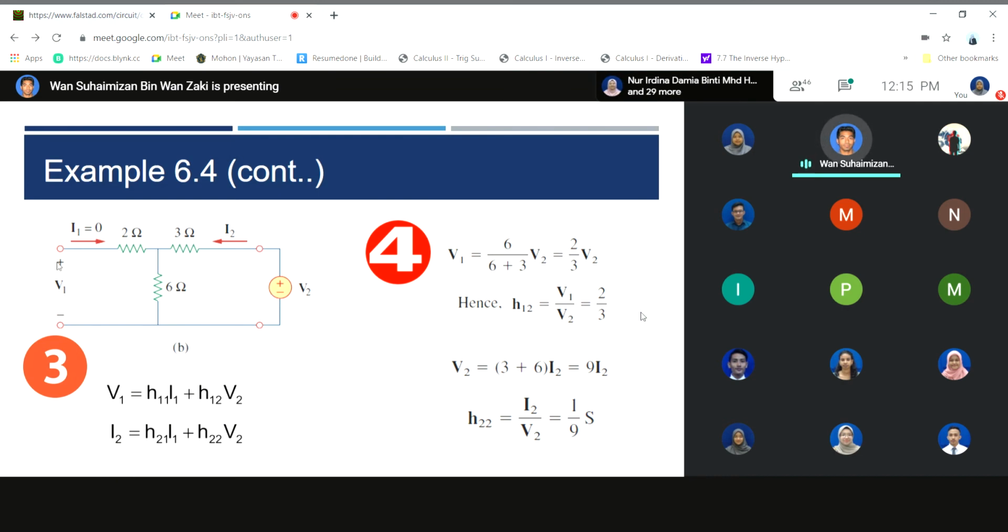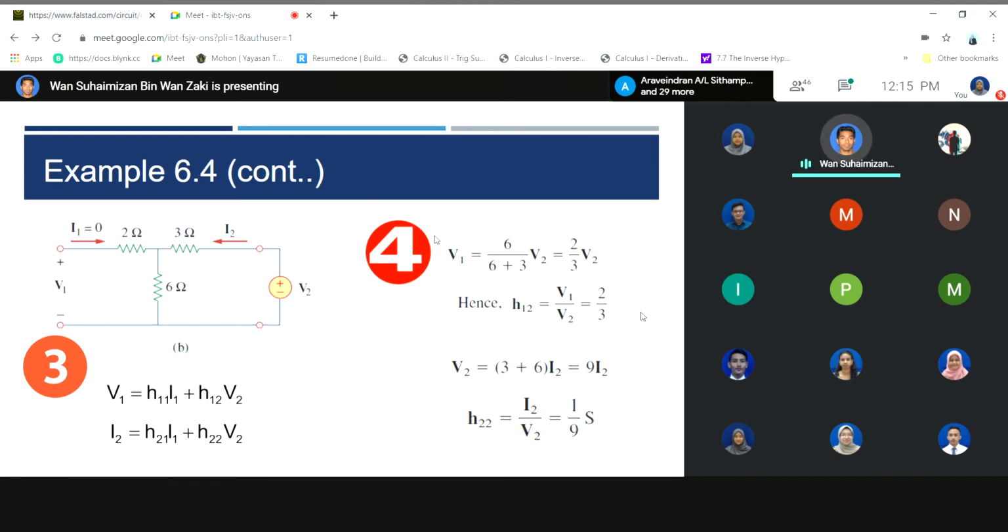Although you open circuit at port number 1, or you set only I1 equals to 0, V1 is still there. Because the current is 0, there is no voltage drop at 2 ohm. V1 refers to the voltage drop at 6 ohm only. So to get this voltage across here, you can use the voltage divider rule: V1 equals 6 over 6 plus 3 times V2. So the ratio V1 over V2 is 2 over 3.